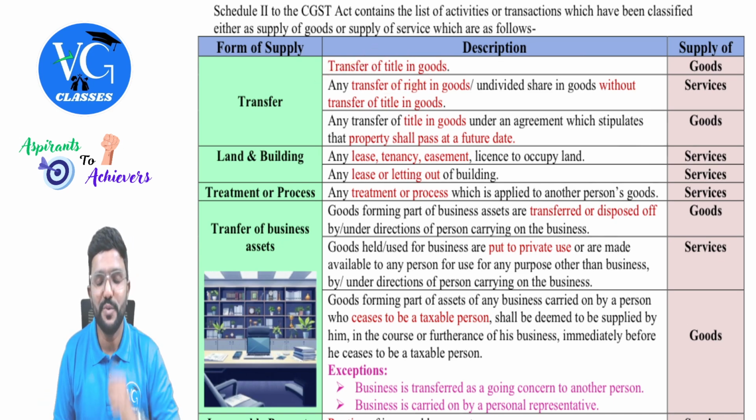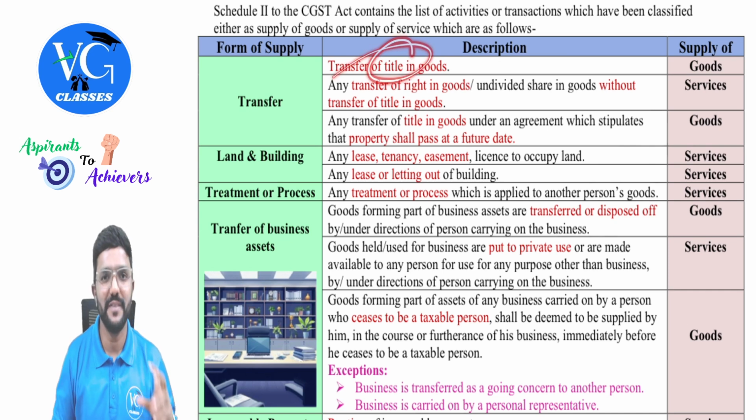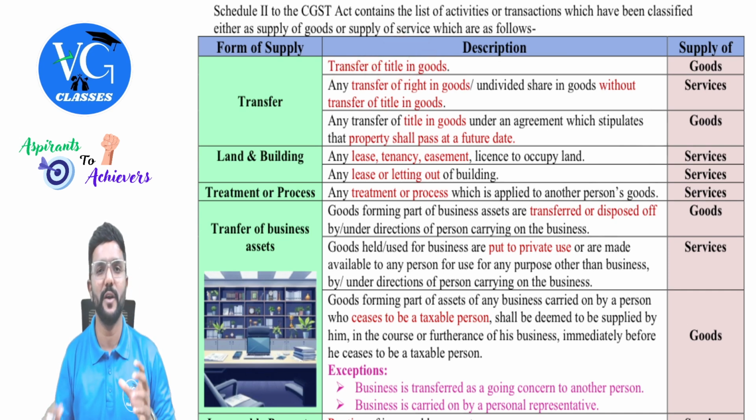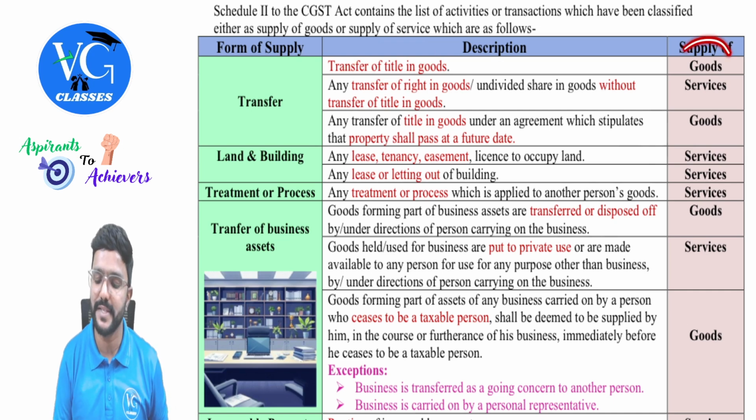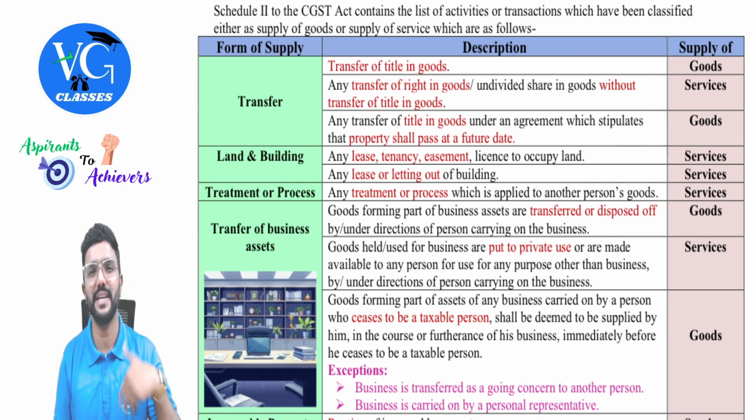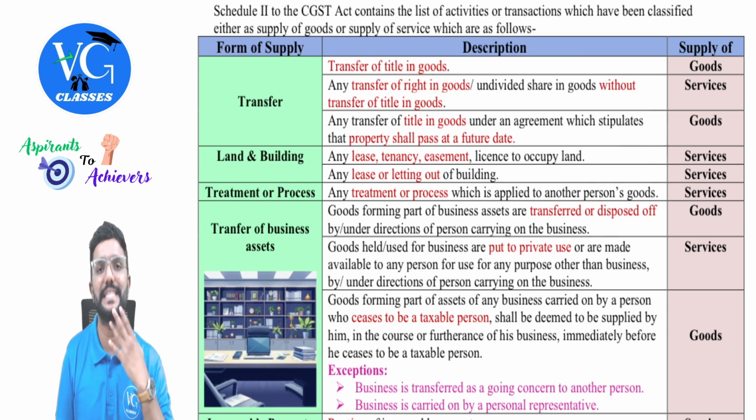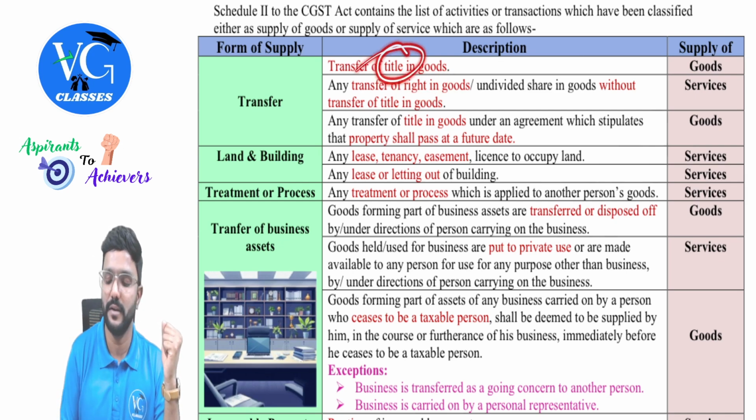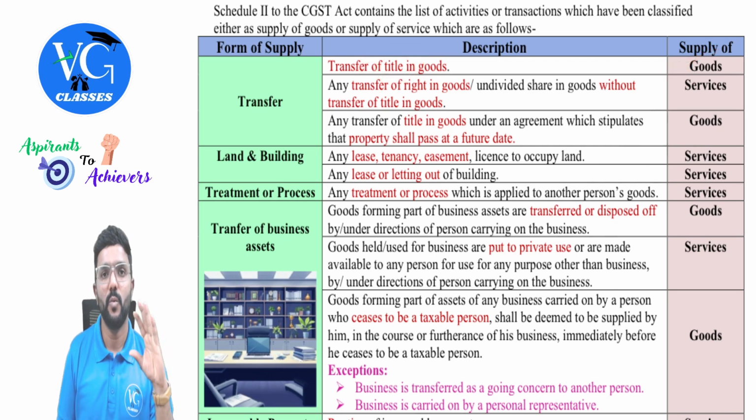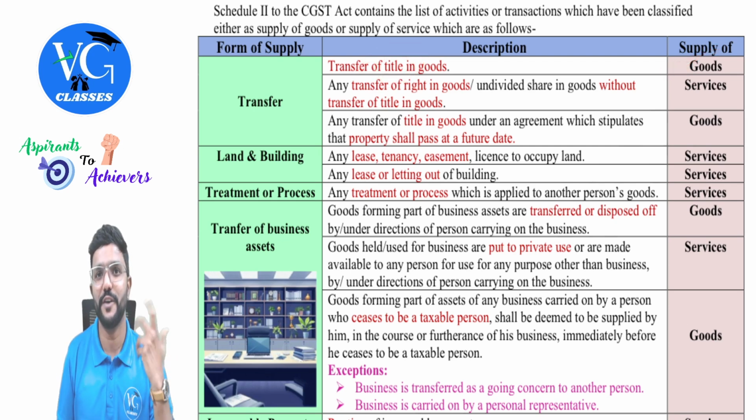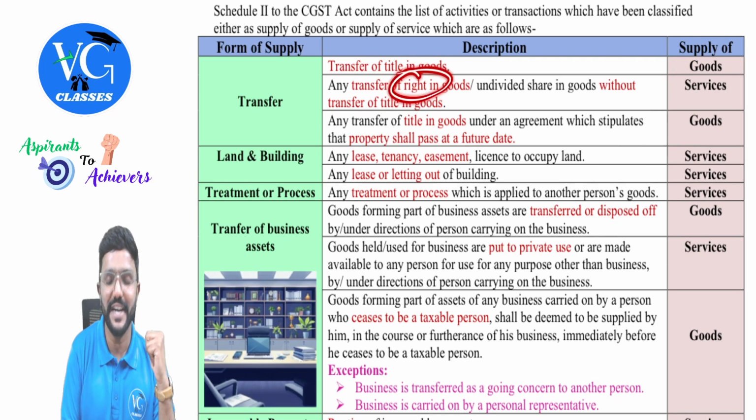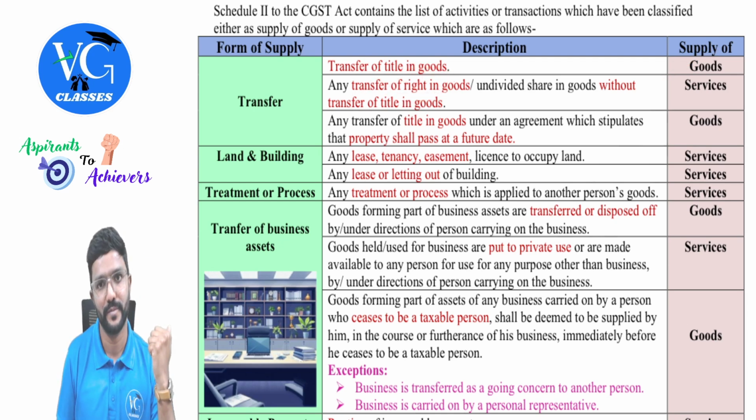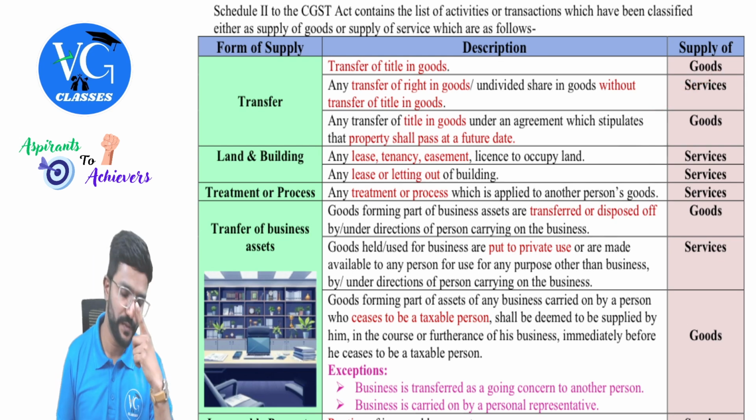Transfer of title in goods. Whenever there is a transfer of ownership along with all the risk and rewards, it is always a supply of goods. But sir, what if only the right in goods is given, that is, it is rented out, or the property is leased out? Guys, assume I have sold a machinery to you. I have given the title, so it is a supply of goods. What if I have rented out the machine or furniture to you? I have just given a right to use it along with the possession. So it is a supply of services.